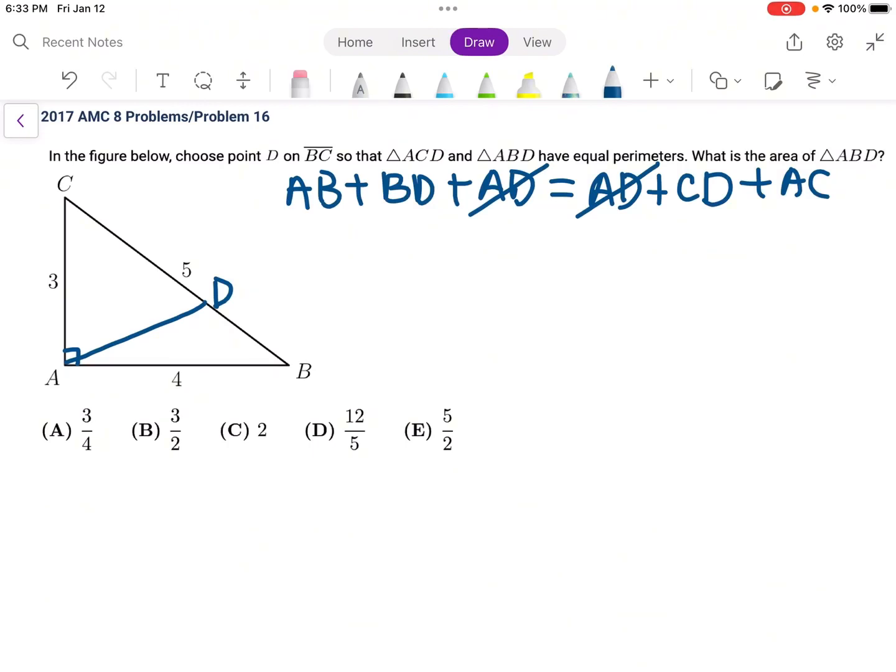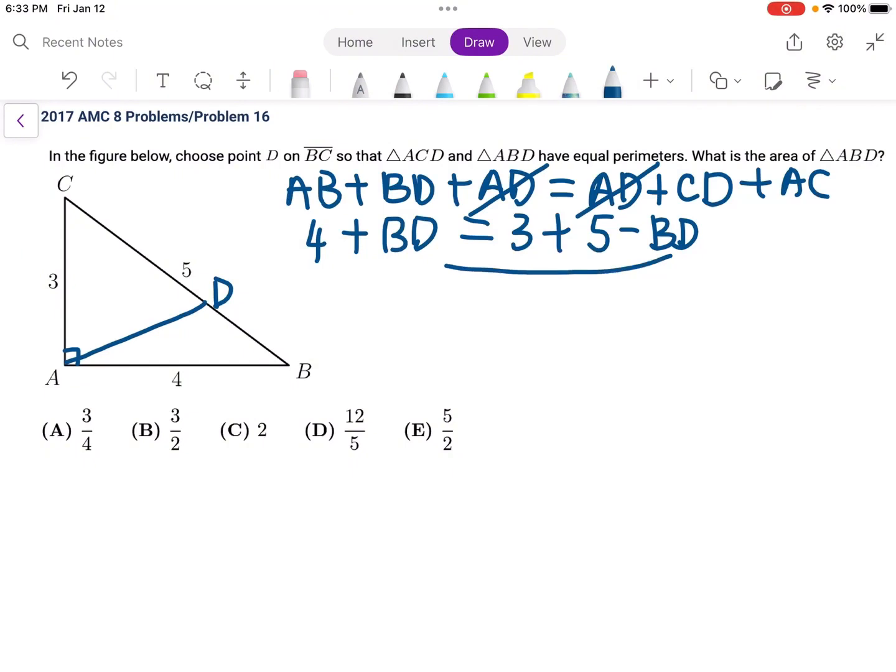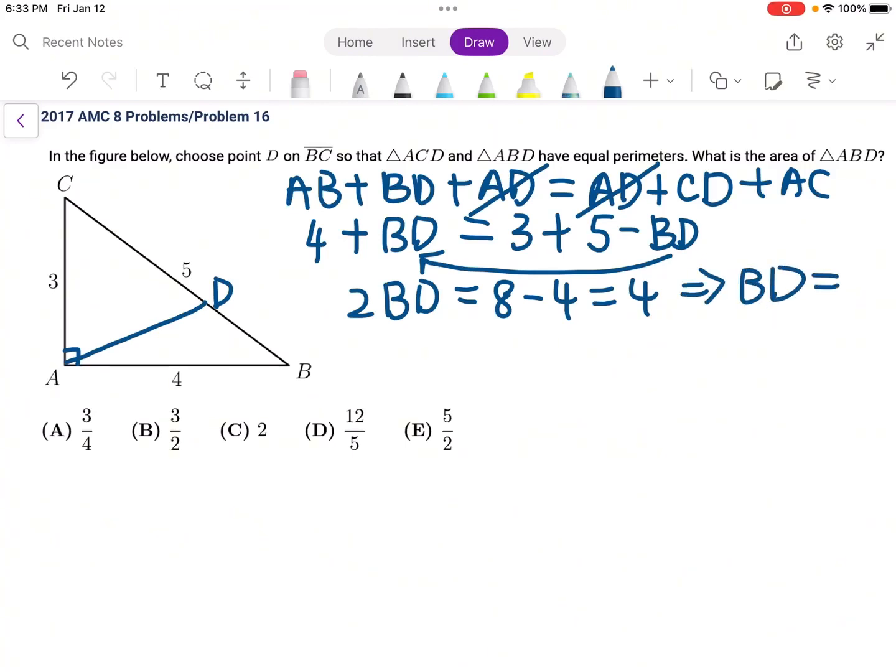We will get AB equals 4 plus BD equals AC equals 3 plus CD equals 5 subtract BD. And then we move BD to this side. We will get 2BD equals 8 subtract 4 equals 4. That means BD equals 2.